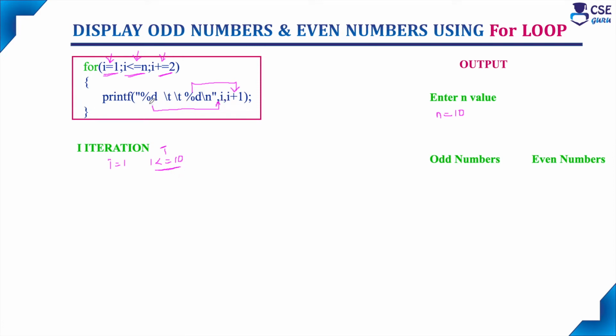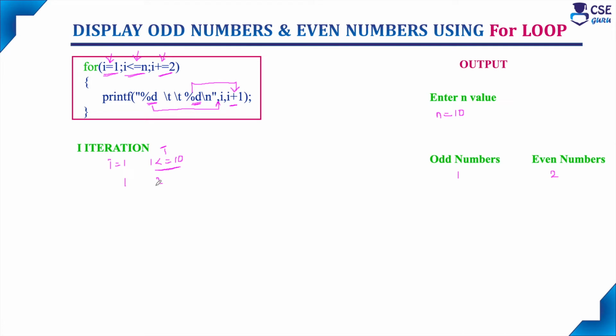It will display the i value with this %d, and for the other %d, it will display the i plus 1 value. The i value is 1 and the i plus 1 value is 2. So on the output screen, for the odd number it will display 1 and for the even number it will display 2.